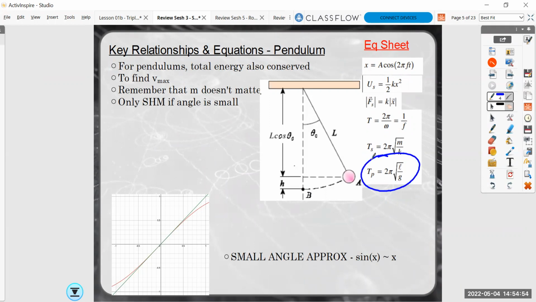For pendulums, they also give you this equation, 2 pi root L over g. Remember that the big thing that does not matter here is the mass of the pendulum bob. They will try to trick you. At some point, they will be like, oh, what happens if we change the mass? And the answer is, for pendulum, at least, absolutely nothing.